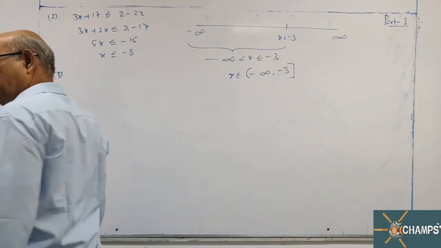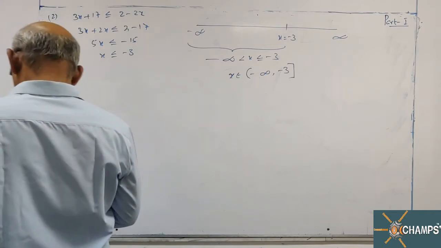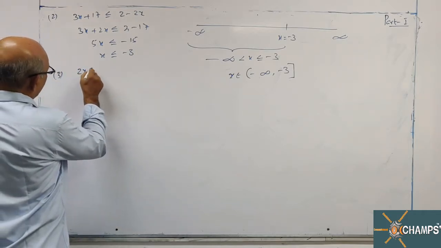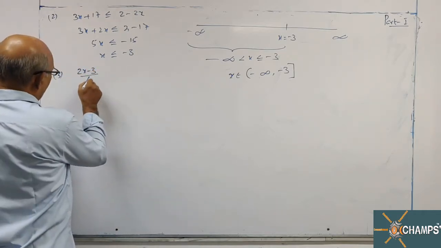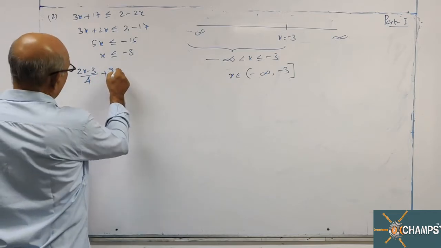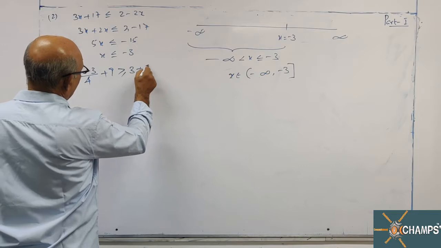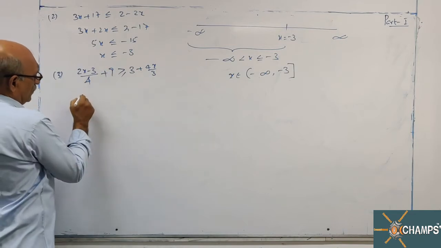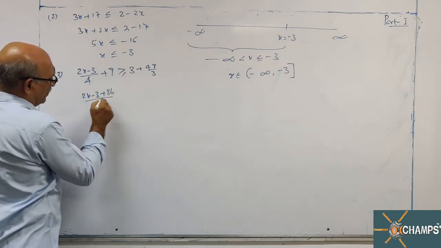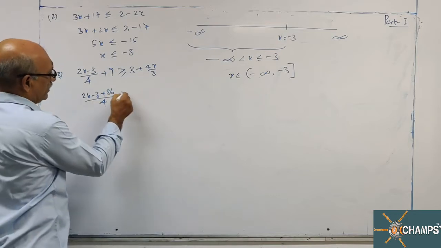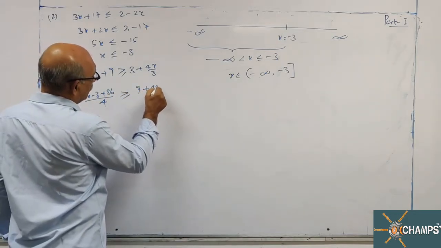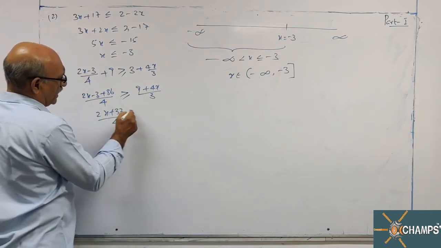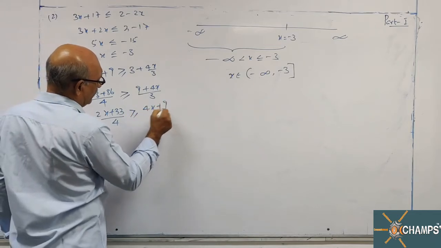Next, third question: 2x minus 3 divided by 4 plus 9 greater than or equal to 3 plus 4x by 3. Now look at this. 2x minus 3 plus 36 divided by 4, 4 is taken as LCM, greater than or equal to 9 plus 4x by 3. So 2x plus 33 divided by 4 greater than or equal to 4x plus 9 by 3.